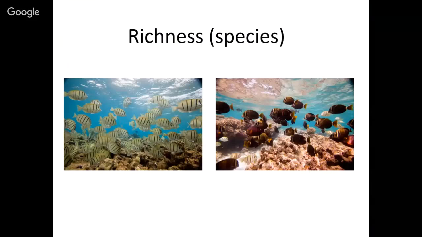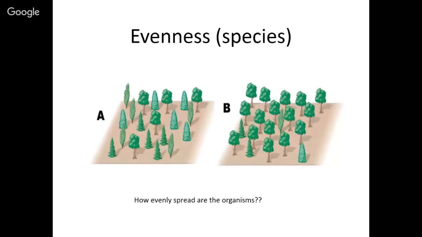Another way to explain diversity is a concept called evenness. Now here you have A and B. Within A and B, there are 4 species within each one of these plots. But as you'll observe in plot B, you've got a domination of a deciduous tree. Therefore, one would consider that A is more diverse than B because the organisms are more evenly spread.